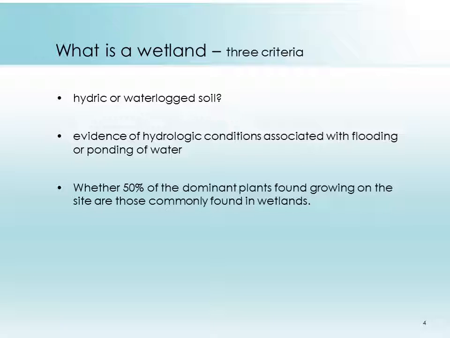How can we judge if a land is a wetland? A wetland has 3 criteria. If the land is hydric or waterlogged soil, it has the evidence of hydrologic conditions associated with flooding or ponding of water. If 50% of the dominant plants found growing on the site are those commonly found in wetlands.